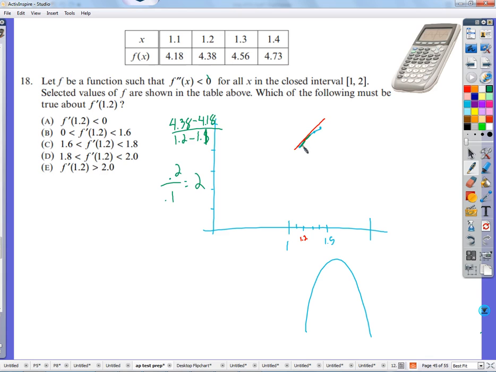Smaller. The slope here is steeper than the slope right here, which is steeper than the slope right here. Look at that. It's the only one that mentions that this slope must be less than 2. It's got to be between 2 and some other slope. We may want to make sure they're not trying to trick us into something and make sure that the other slope is 1.8 or greater than 1.8.